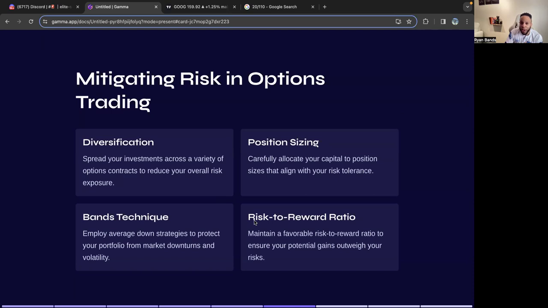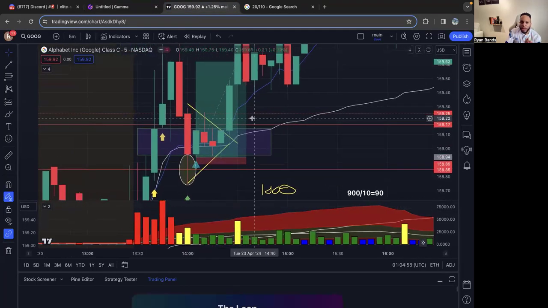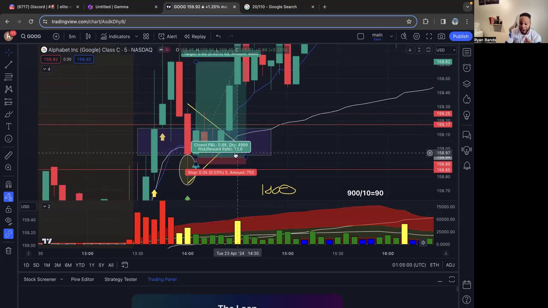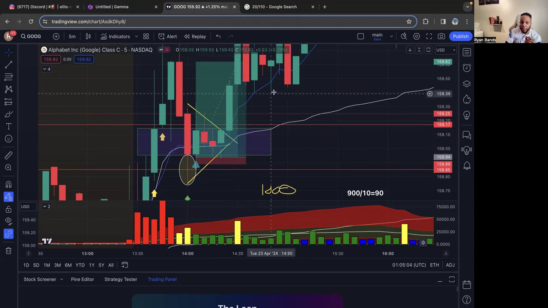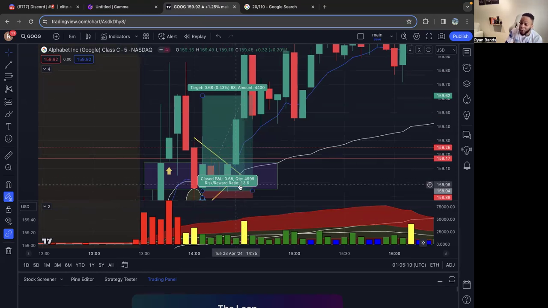And risk to reward, this right here is probably the most important thing besides position sizing. Risk to reward. What is risk to reward? Well, in this trade right here on Google, we had a very, very tight stop loss, but we had a massive TP target. So our risk to reward in this trade right here, guys, you see right here, this is a 13-to-1 risk to reward ratio.